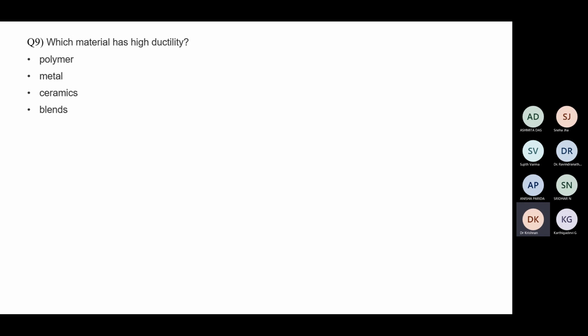High ductility, ma'am, in which sense? Is it high toughness or high hardness? Ductility means when you apply tensile stress, what will happen? No, sometimes ceramic is high in toughness because there's no plasticity for ceramic material. I am asking: if you put high tensile stress on the following materials, which has high ductility?